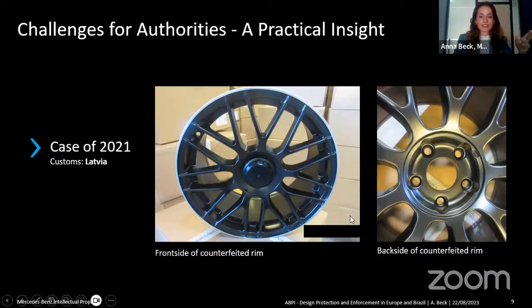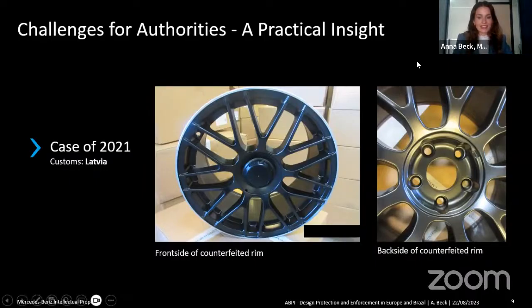So let's get back to the case. I cannot tell you what the officers in this specific case did, but we were lucky enough that the officers in Latvia were doing a research and were not stopping at this point, because they found out that the owner of this specific design is Mercedes-Benz and contacted us afterwards.